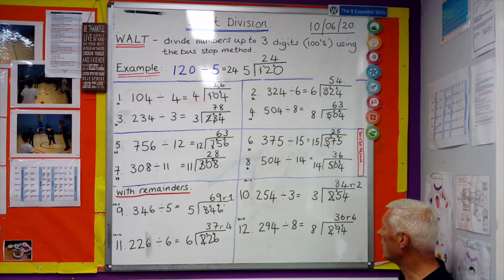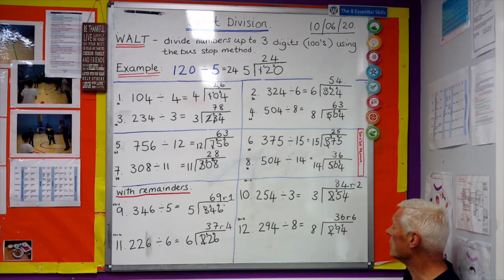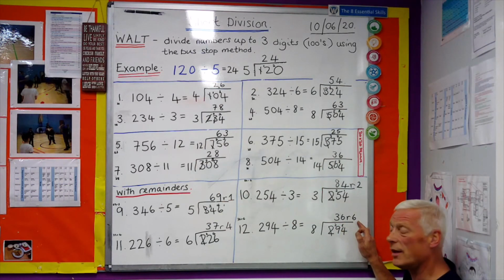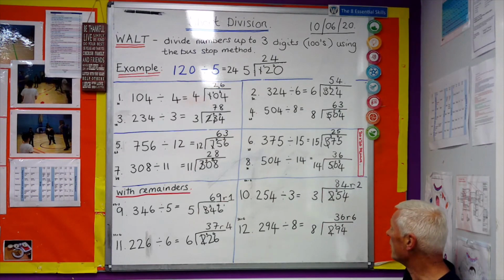Okay, so the answer, how many 8s go into 294? 36 times, remainder 6, because it's not quite 37. 36, remainder 6 is the answer.